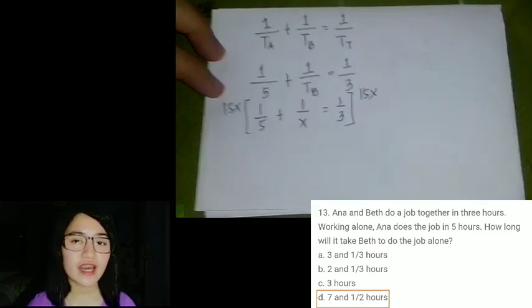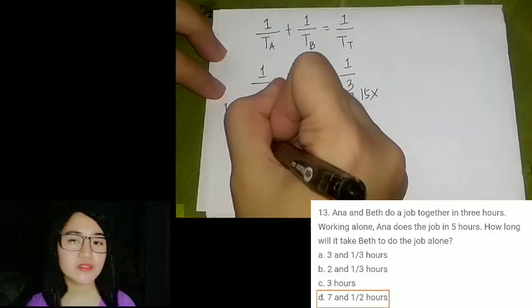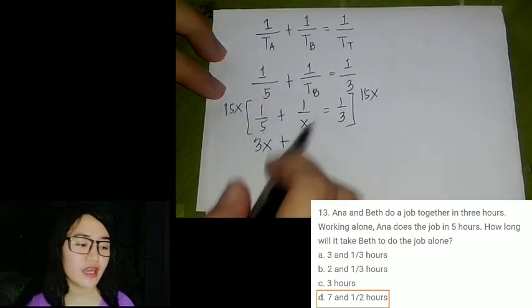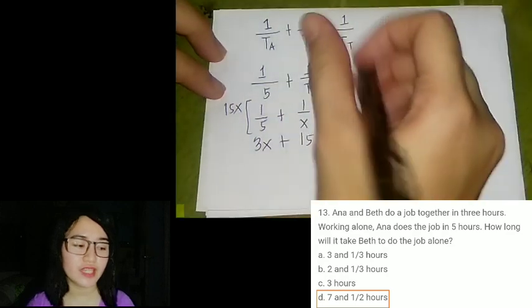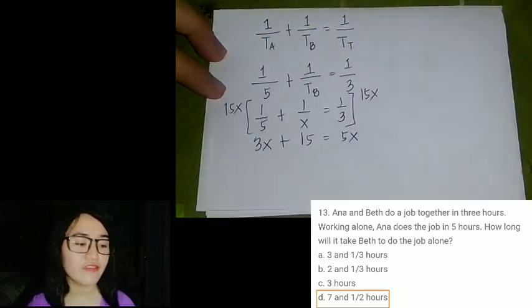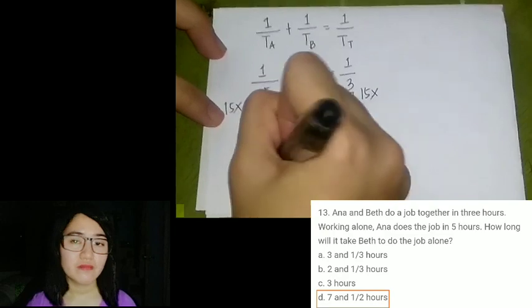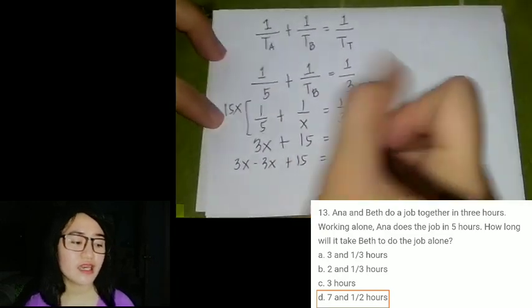So, pag dinivide natin lahat ng terms sa 15x, so 15x times 1 divided by 5, that is 3x. And then 15x times 1, that is 15x divided by x, so magiging 15 na lang. And sa kabilang side, 15x times 1 divided by 3, that is 5x. And then, pagsamahin na lang natin yung mga x. So, i-cancel natin yung 3x dito sa side na to.